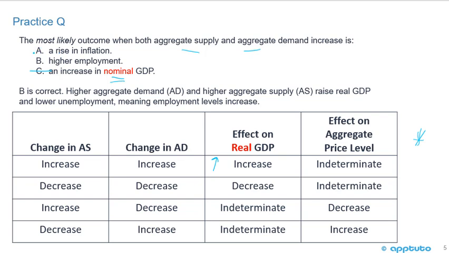Now, with regards to the rise in inflation, recall that the effect on the aggregate price level is indeterminate because we don't know the magnitude of the shift in aggregate supply or aggregate demand. Okay, so B is correct. Higher aggregate demand and higher aggregate supply raise real GDP and lower unemployment, meaning employment levels increase.